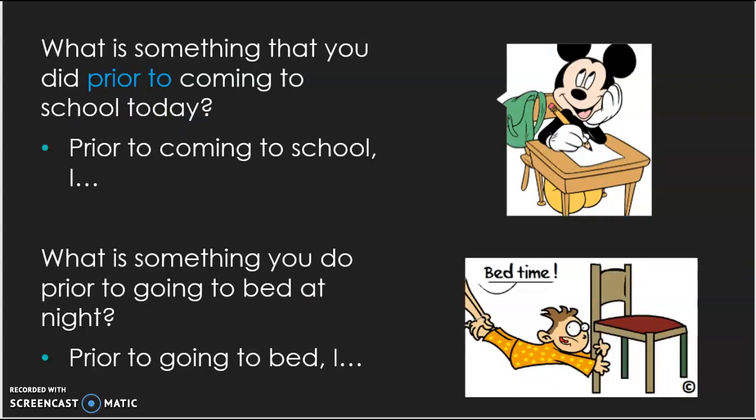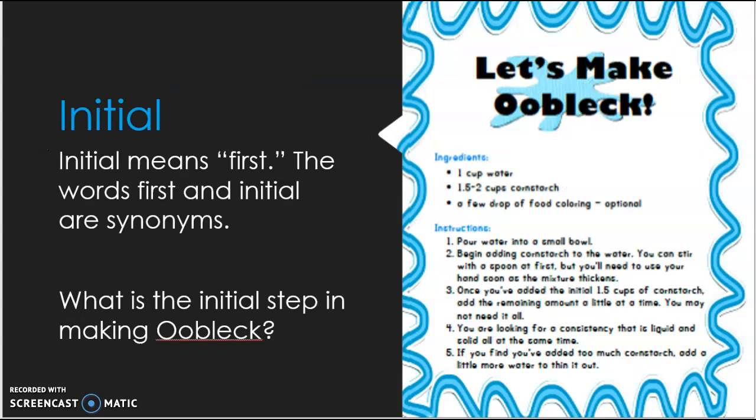I want you to think for a moment. What is something that you did prior to coming to school today? If you have someone next to you, you can turn and talk or think to yourself. Right, what is something that you do prior to going to bed at night? Excellent. Let's look at the last word that we're going to learn today.